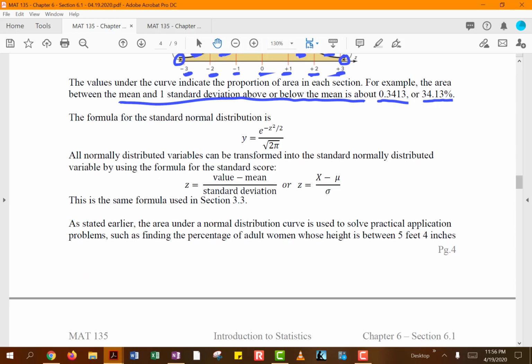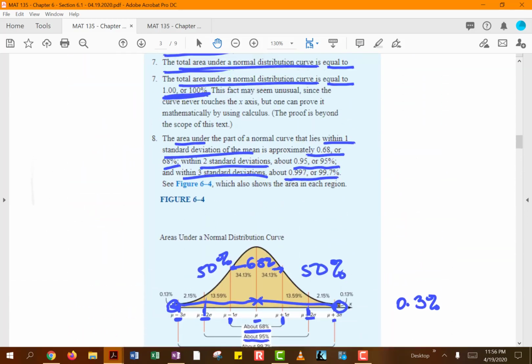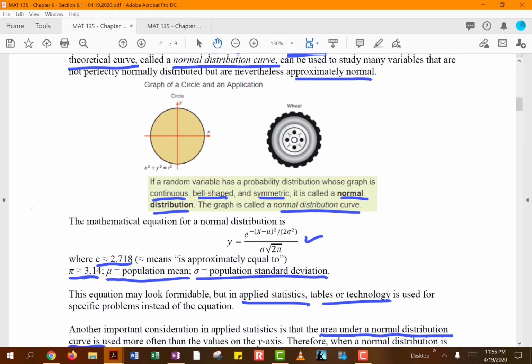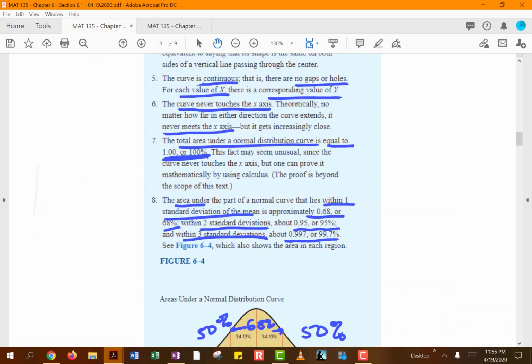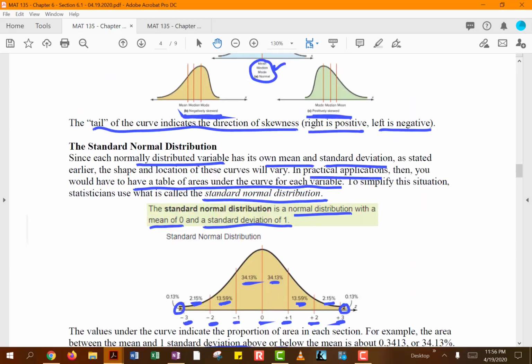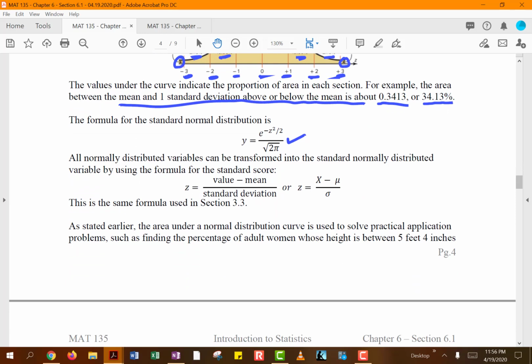Now, when we're talking about the standard normal distribution, your equation changes a little bit from what you had seen here, because this was just your general normal distribution equation over here. But when you're talking about the standard normal distribution, that equation changes a little bit. We're still not going to be using the equation to do our calculations, but you should be aware of how your equation changes.